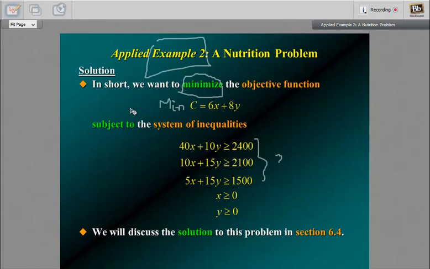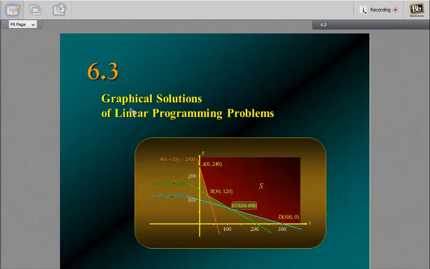So there are two examples. Example number one is to maximize the objective function, and example number two is to minimize the objective function. Let us solve these two problems one by one, by the graphical method and by the simplex method. Now let us start example number one, maximizing the objective function by the graphical method. Here we will start the graphical solution of the linear programming problem.